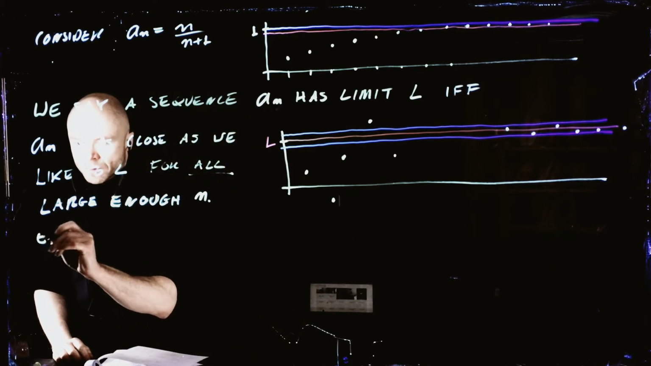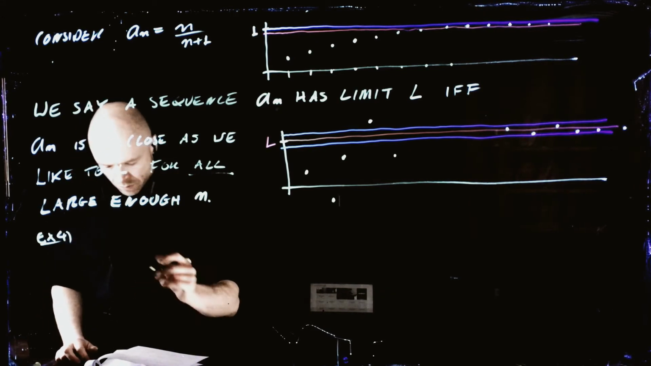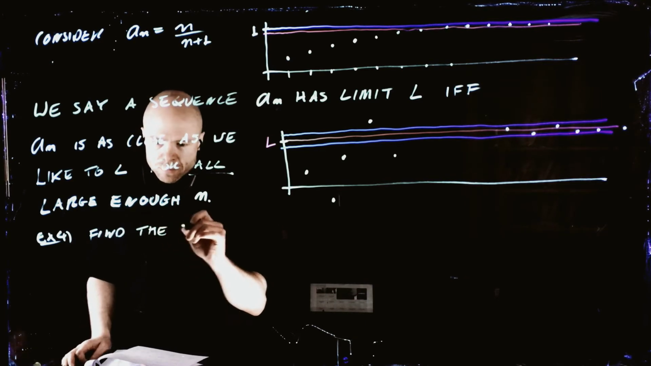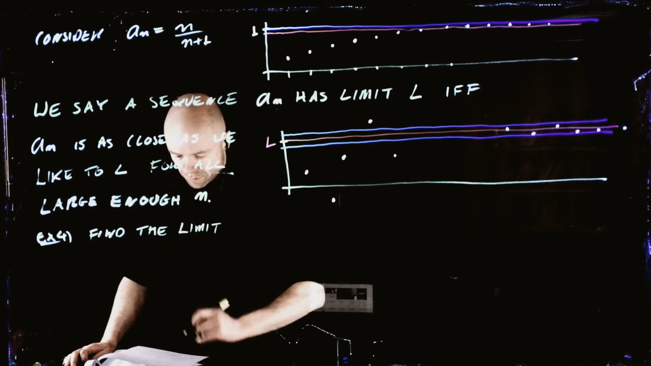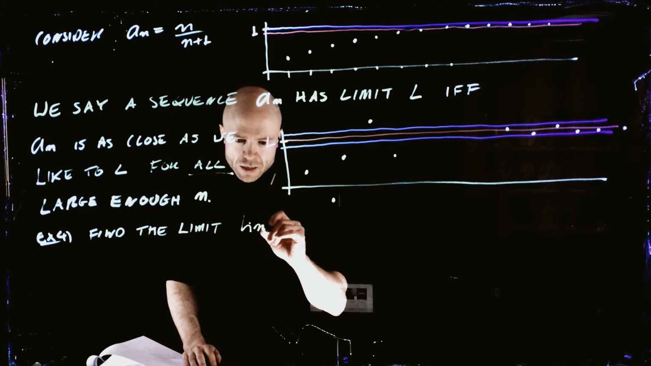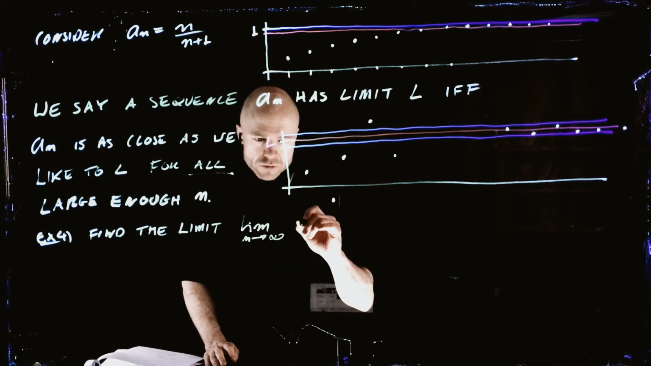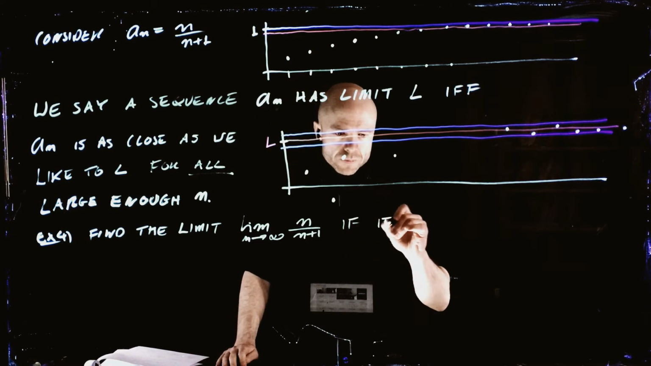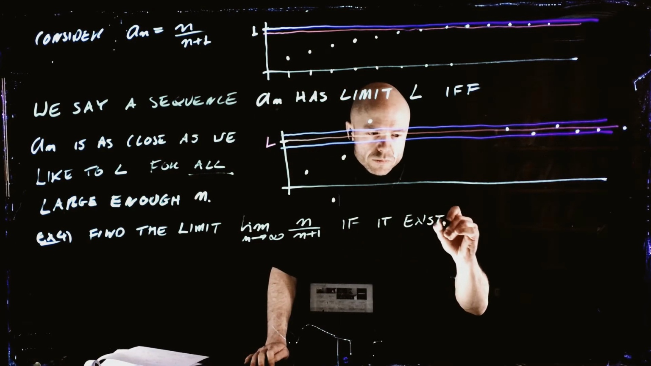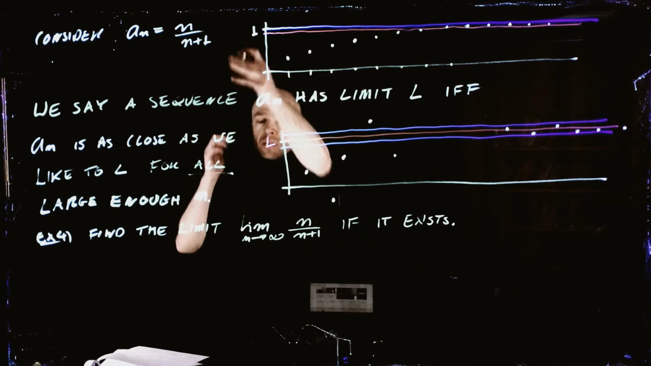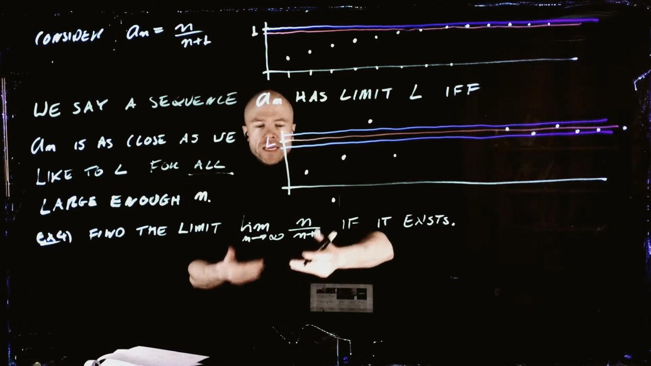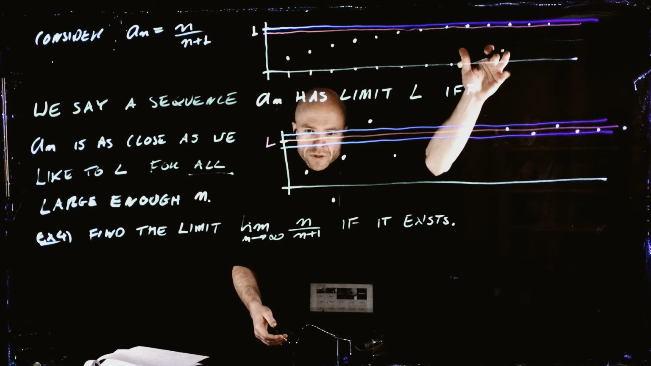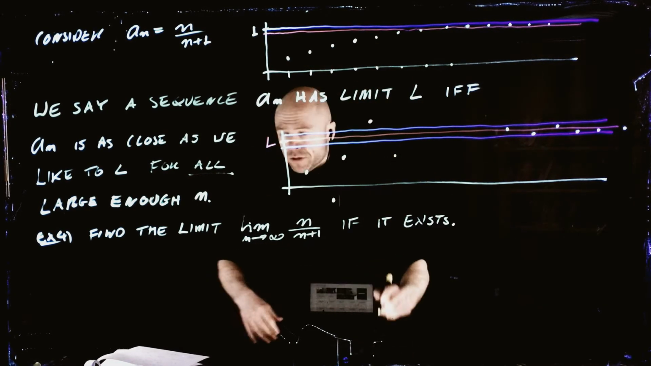This is example 4. Find the limit as n goes to infinity of n over n plus 1, if it exists. Well, this is an example we started with. We believe this thing does have a limit, right? And the limit looks like it's going to be 1. Yeah? And this is not too hard to show, right?